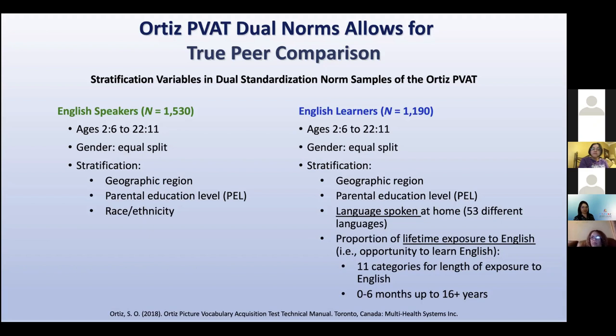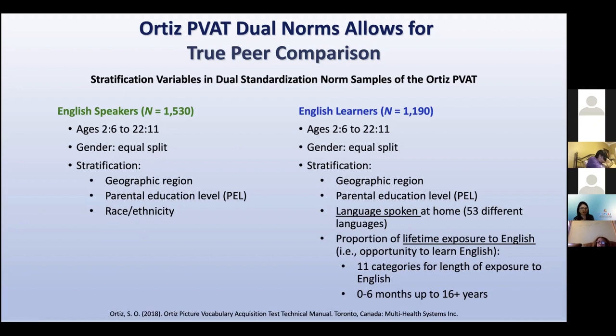It's a test that measures vocabulary acquisition, and I'm going to give you a demonstration in a second. It has dual standardization: norms with English speakers, ages 2-6 to 22-11, so a very broad range, and with English learners. With English speakers, we have an equal split of gender and the stratification. This matters, because when we look at norms, we have to understand how tests are normed. The geographic region is the same, parental education level is the same, but race ethnicity, which is used for English speakers, has been removed for English learners.